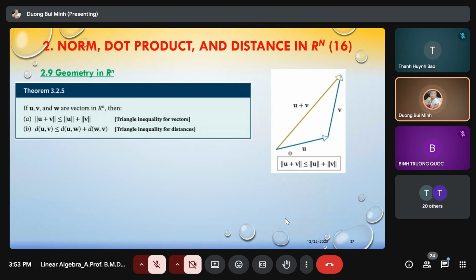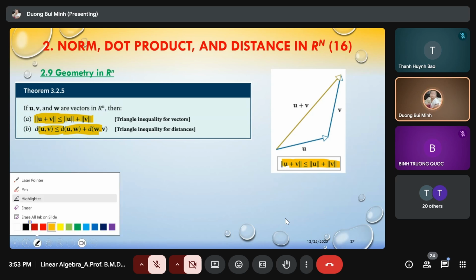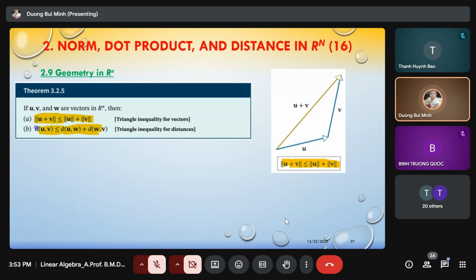Some properties just for your reference. Here, the norm of vector u plus vector v is less than or equal to the norm of u plus the norm of v. You can demonstrate this for yourself. Or we have the distance: the distance between vector u and vector v is less than or equal to the distance between u and w plus the distance between w and v.